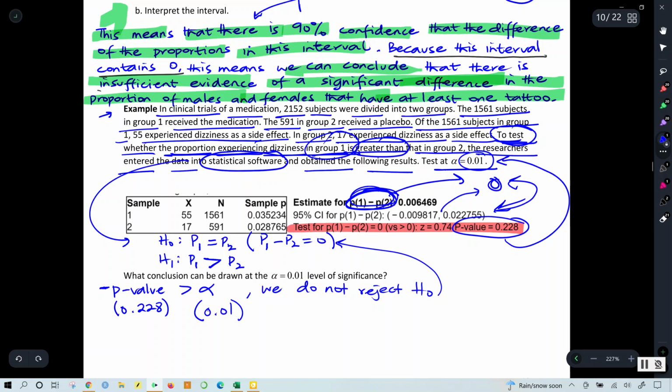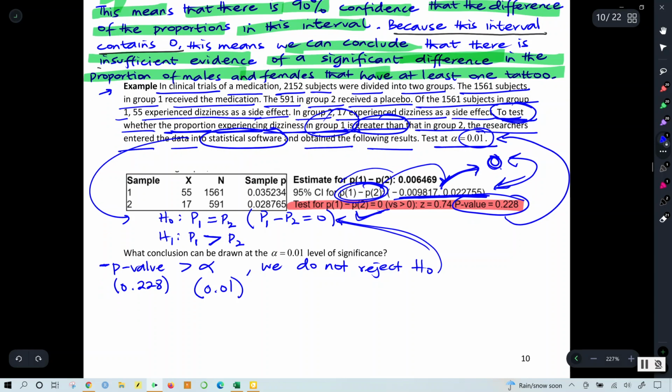And that will be consistent with the fact that earlier, when we constructed a 95% confidence interval for this value, we had 0 in this interval, which means the difference could be 0. So if the difference could be 0, this null hypothesis holds true. So as it stands, even if we use alpha equals 0.05 in this case, this is also greater. So in this case, we're not going to reject the null hypothesis.